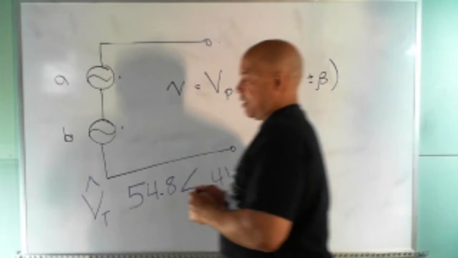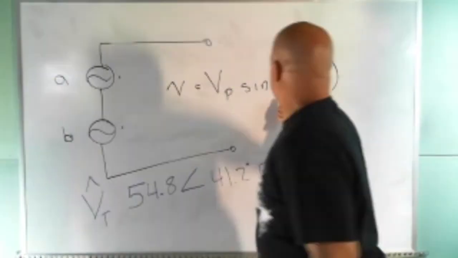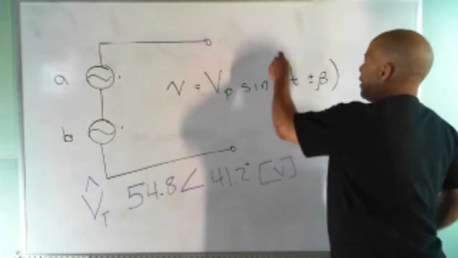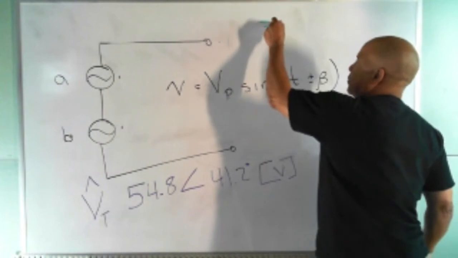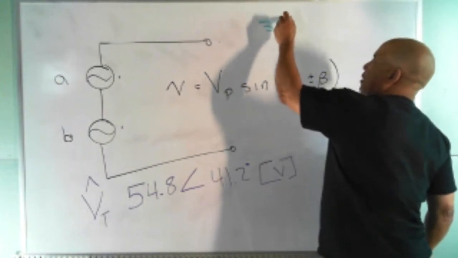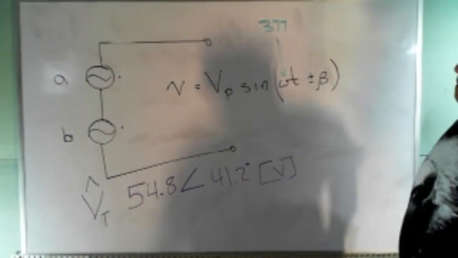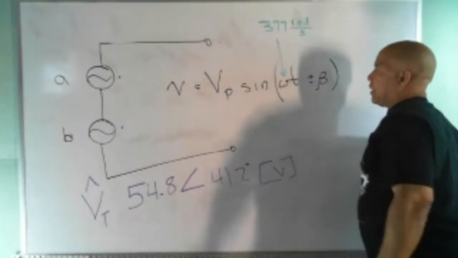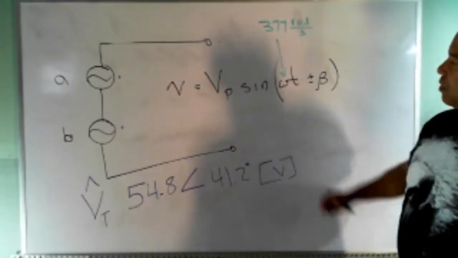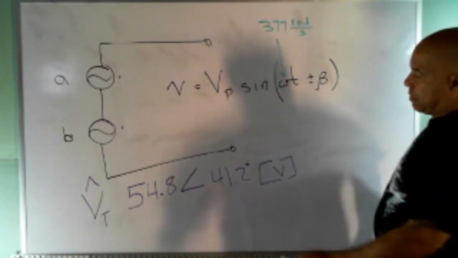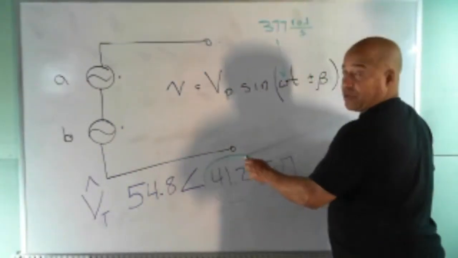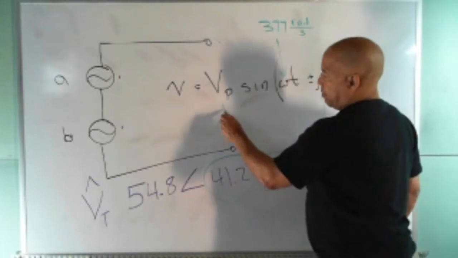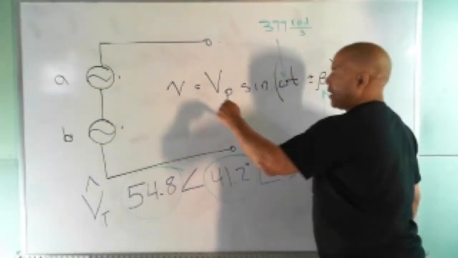So the first thing I know is that the frequencies are the same, so the omegas are the same. If you go back at the problem, they gave us 377 radians per second. What else do I need to do to get it in this form? This right here is the phase angle, so that goes here. And then all I got to do is get this value. But that comes from here. This is RMS, so I got to change it back to peak.